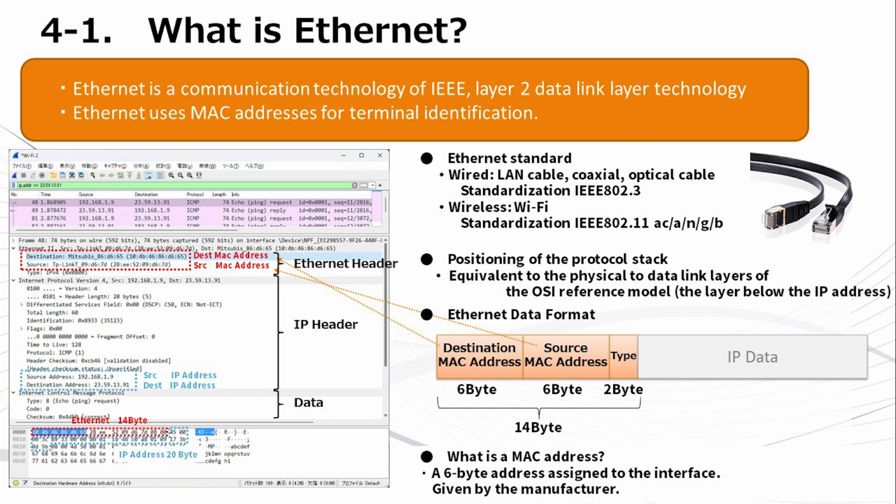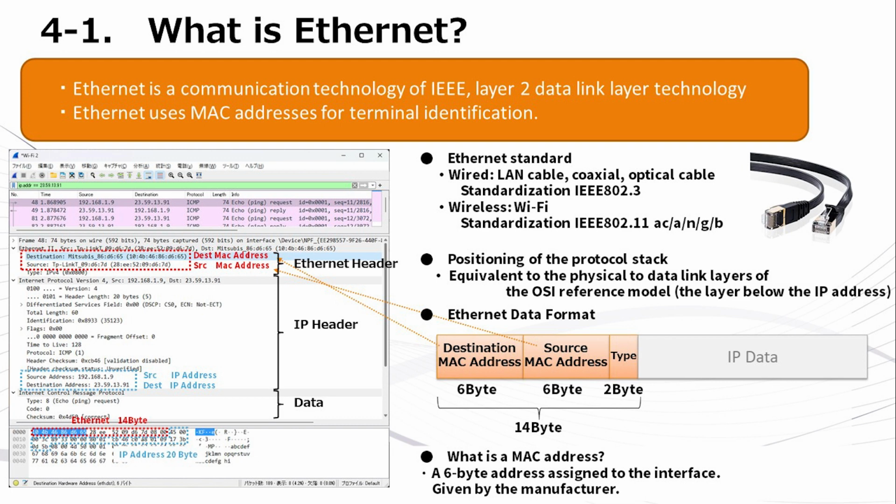Regarding the specific packet format, as shown here, the destination and source MAC addresses are 6 bytes each in the 14-byte header. It has a very simple format. A MAC address is a 6-byte identifier given to each interface by the manufacturer. With this address, even if multiple terminals are connected in the network, it is possible to identify which terminal it is. In other words, you can think of it as an address that identifies a terminal within a network.